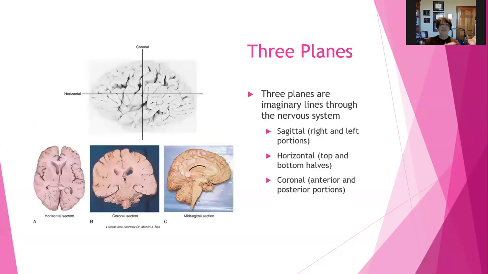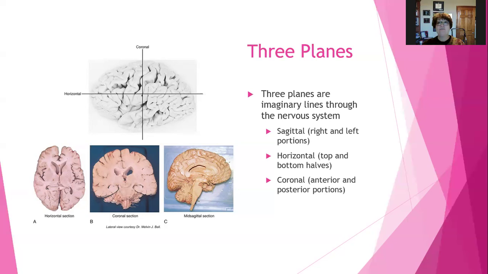So like I said in the neuroimaging section, there are three planes, just like in the rest of the body, imaginary lines through the nervous system and imaginary planes. The sagittal plane separates the nervous system into right and left portions, horizontal into top and bottom halves. And because of that little 90-degree turn from the top of the brainstem into the cerebrum, the top half is up here, bottom half is down here.